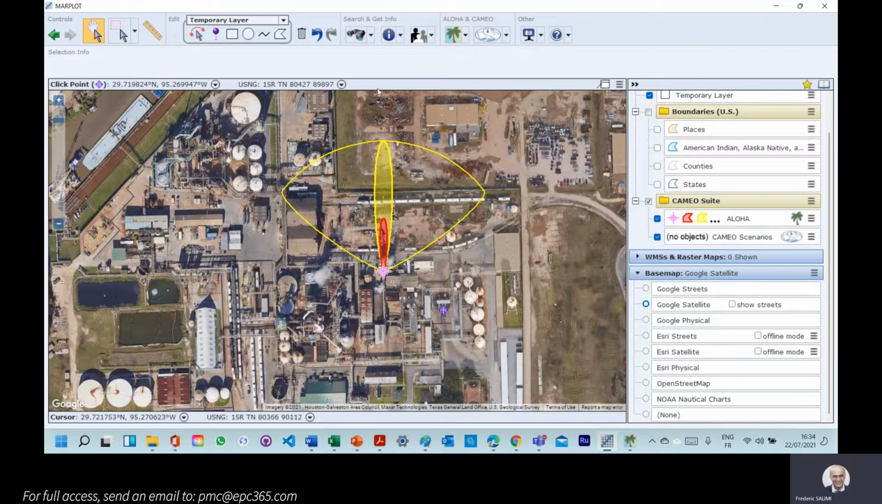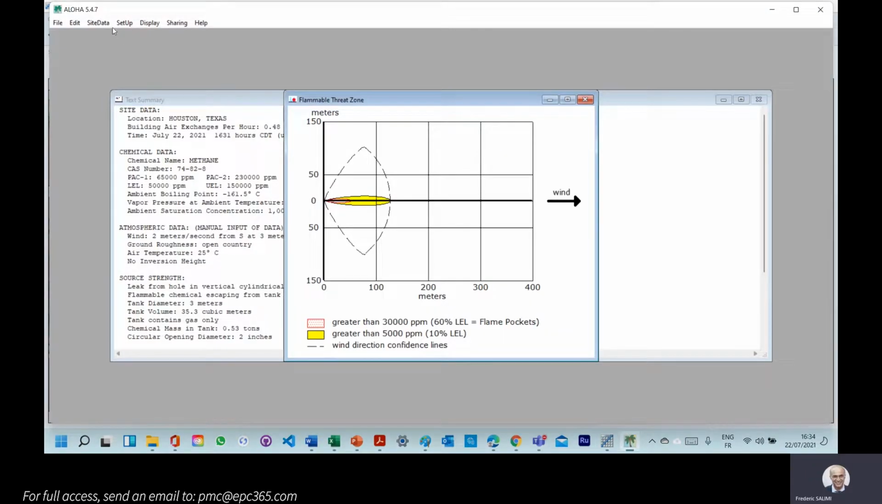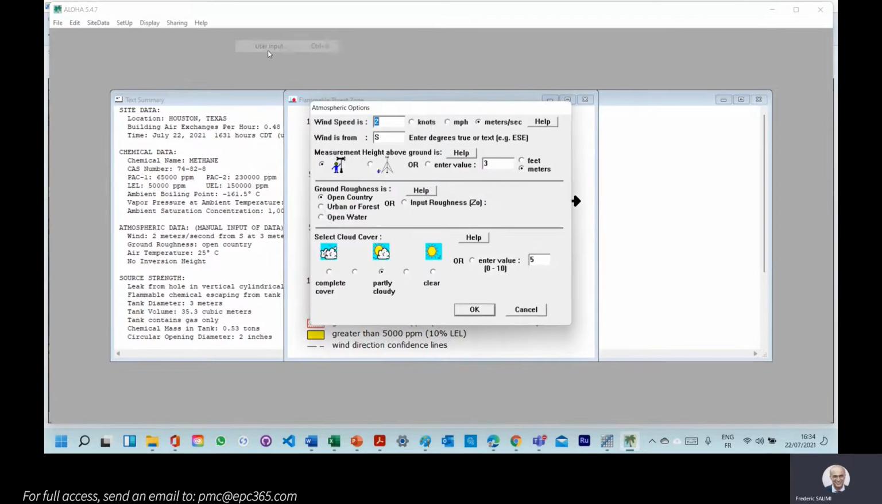But here, for example, if I go to ALOHA, and I change the wind direction in atmospheric, and I put it from east.